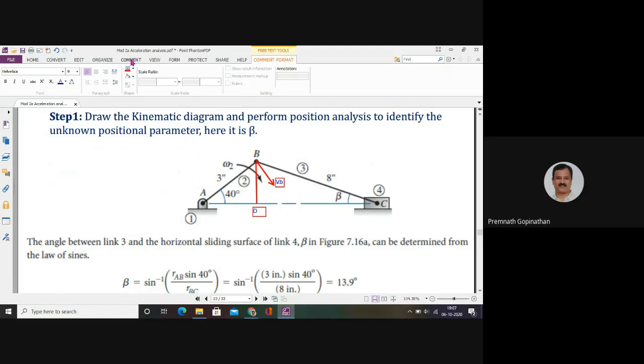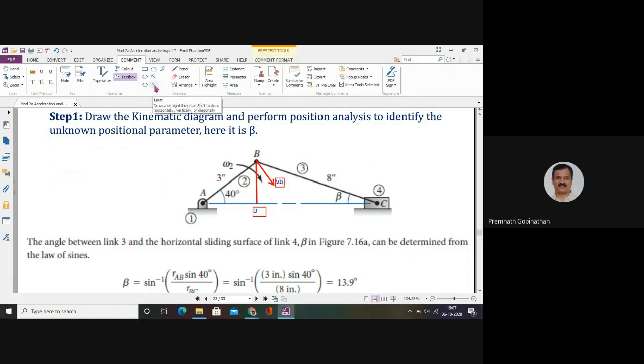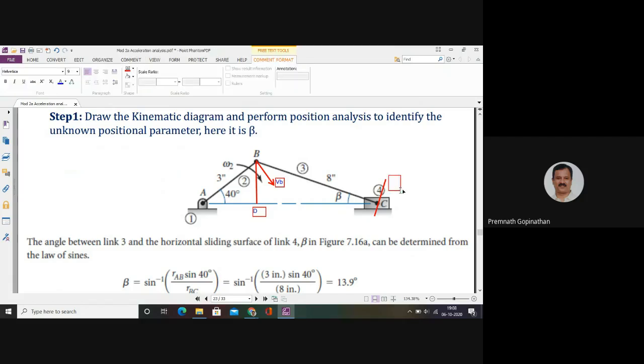So we can draw that one also, because we require these. If I draw it, I'll be getting it like this. Okay. So this is the line of action of velocity of C with respect to B. This is velocity of C with respect to B.